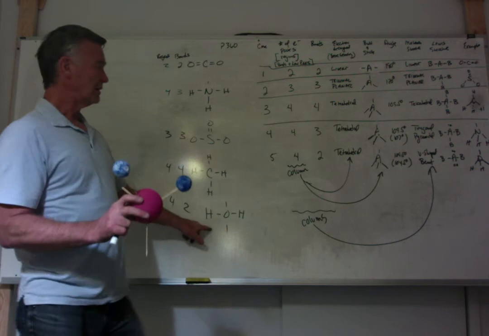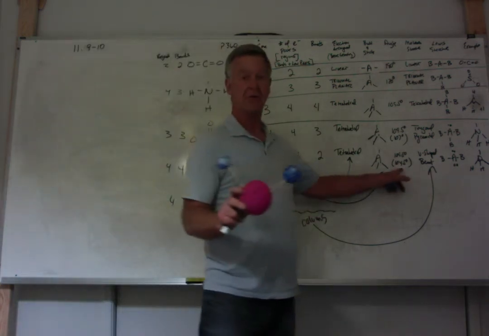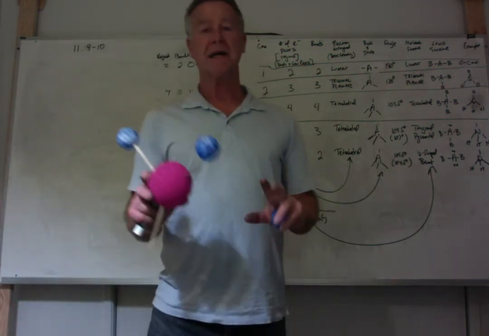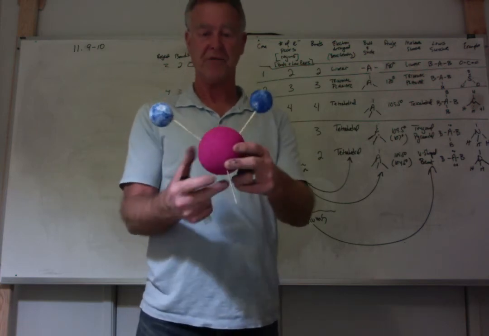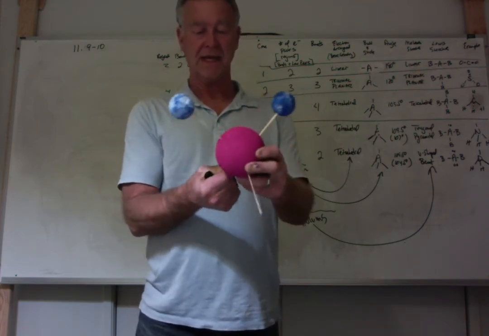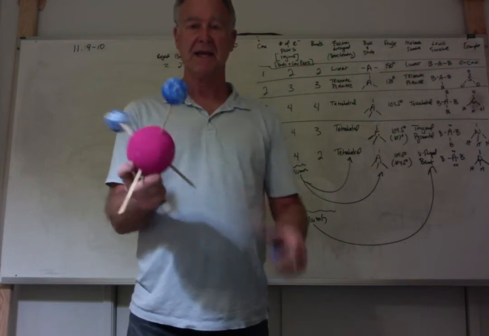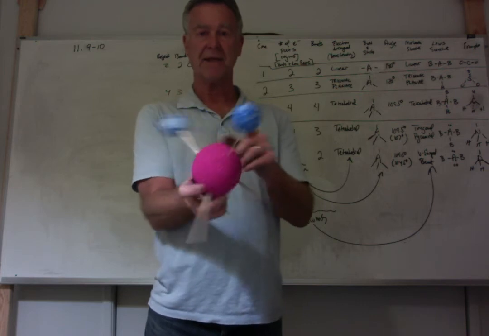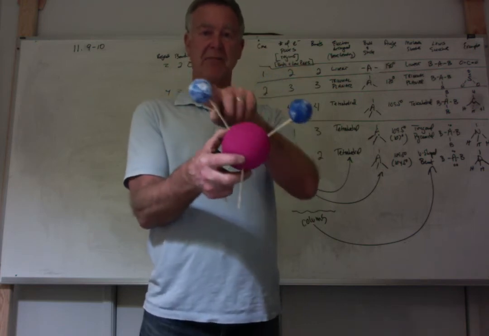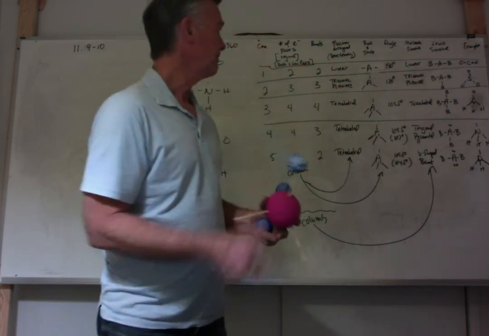This molecule actually has a bond angle of 104.5. Again, your book's going to say 109.5, but it's actually 104.5. And it's planar, but it is definitely a bent molecule.